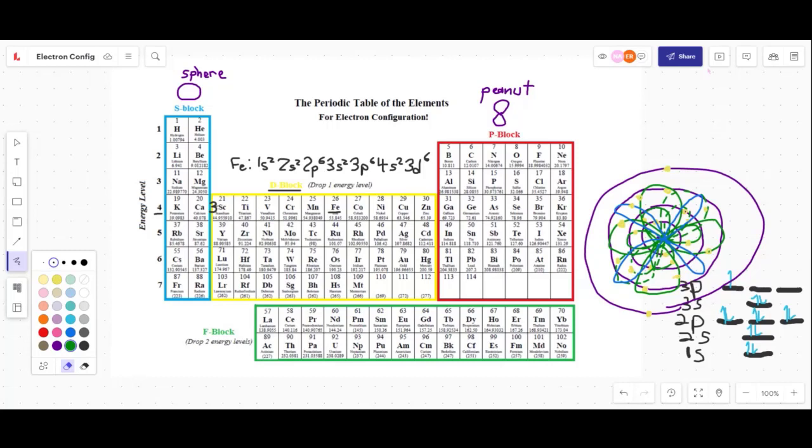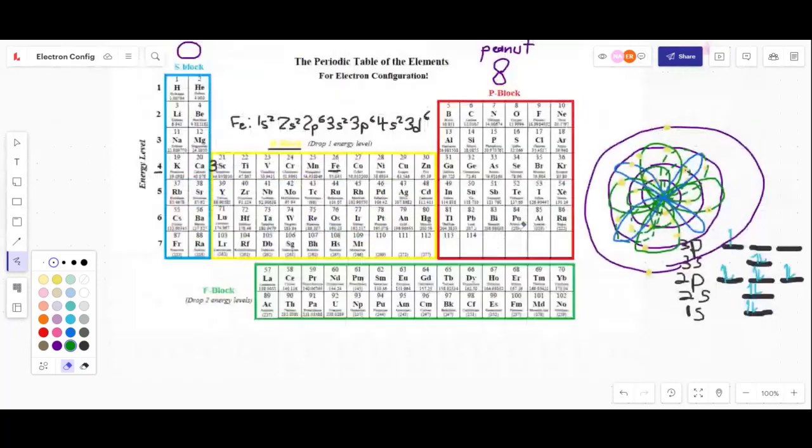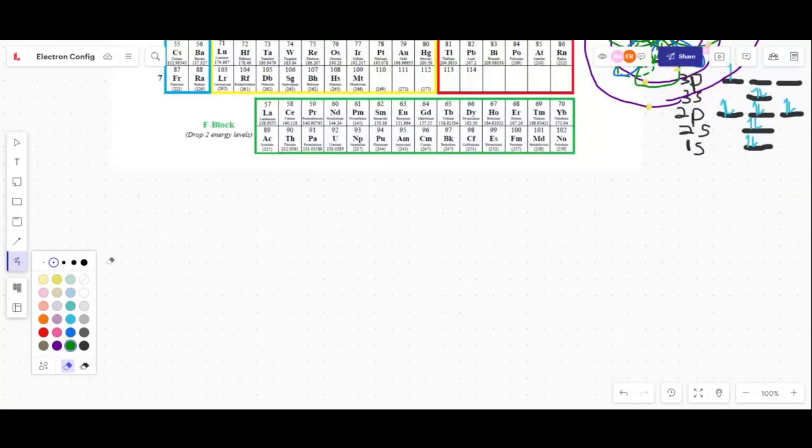But 4s and 3d are very close in energy, and it turns out that 4s is actually a little bit lower than 3d. And this is kind of why. So that's what I wanted to show you with my ridiculous drawing. Are we gonna need to know how to draw that too?